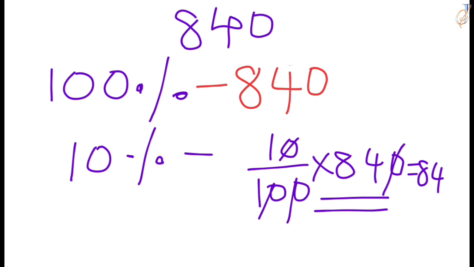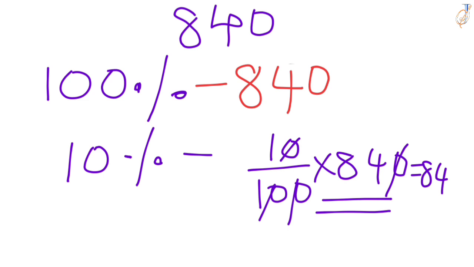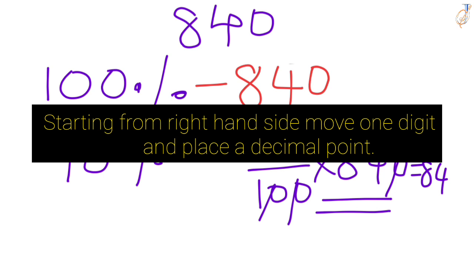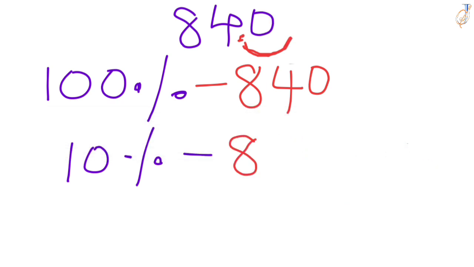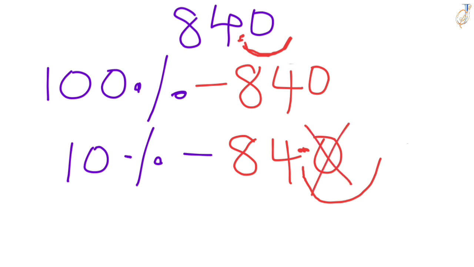I will show you. If you want to do 10%, remember one simple point. Starting from the right hand side, move just one digit and place a decimal point. So in 840, from the right hand side, you have to move one digit and place a decimal point. After the decimal point, 0 does not have any value, so we should not take this 0. So what is 10% of 840? It is 84.